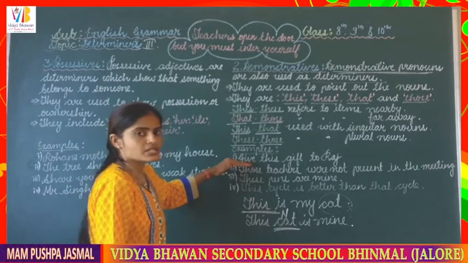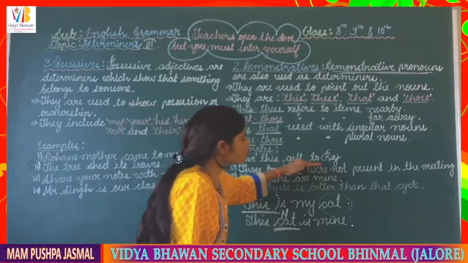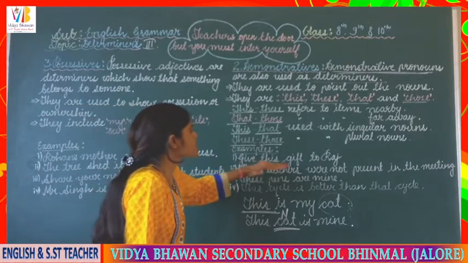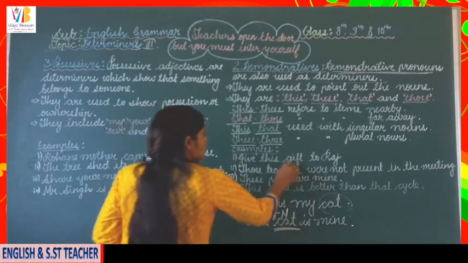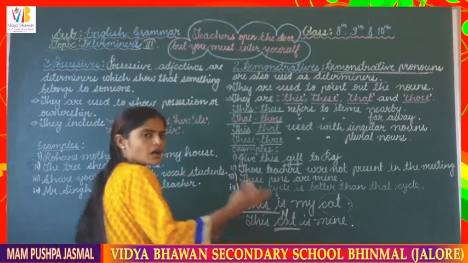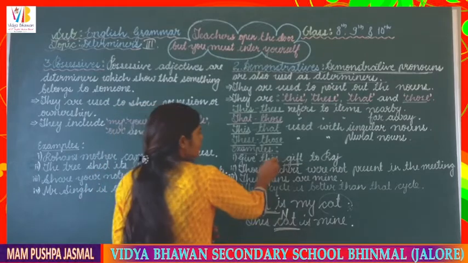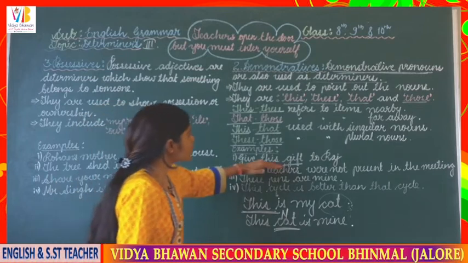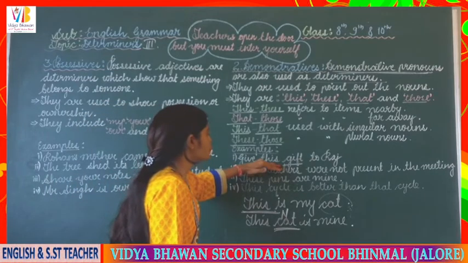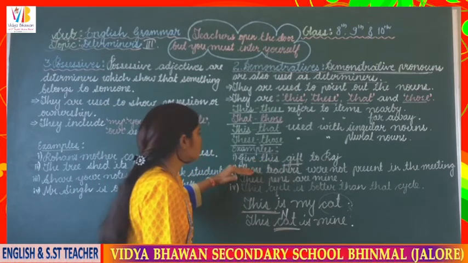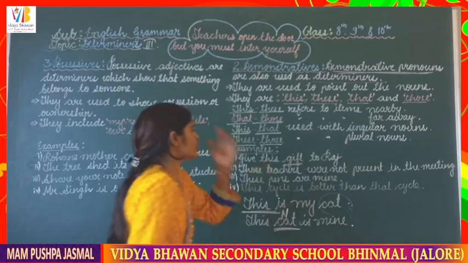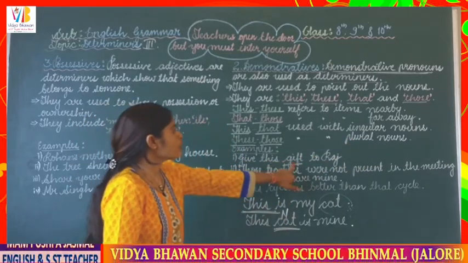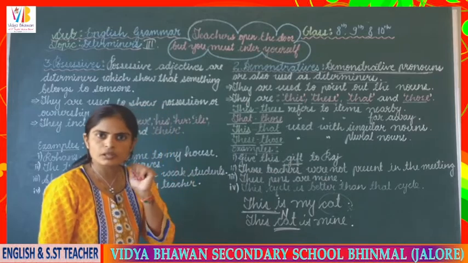The first example is: give this gift to Raj. Here it is said give this gift. The noun is singular and it is just near to us, so we have used this. If the gift was kept far away, then instead of this we would have used that: give that gift to Raj. In this way we use that in place of this, and here the noun is singular in number.